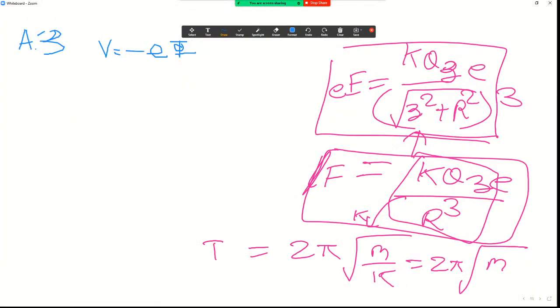m by 4 pi epsilon naught r cube, q z, not z, qe. This should be the answer.